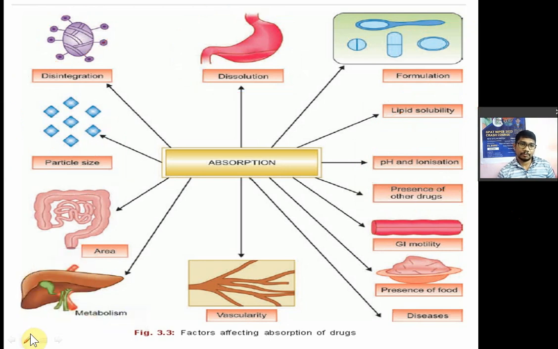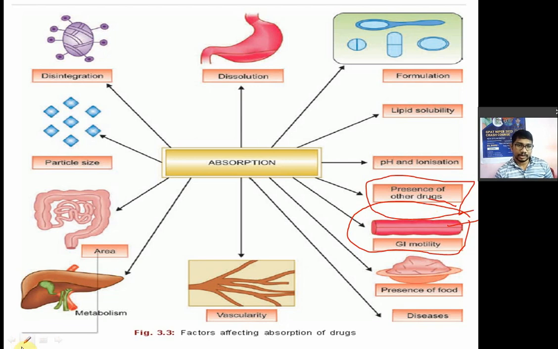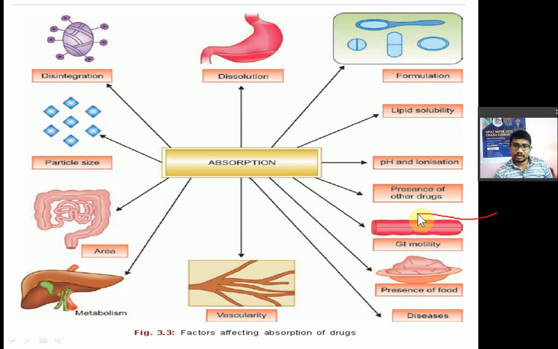Presence of other drugs. Then GIT motility. Suppose you are suffering from diarrhea. You should not have diarrhea, but if you get diarrhea by chance, what will happen? Diarrhea means increased motility of your GIT. With increased motility of the GIT, there will be decreased absorption. Decreased motility, increased absorption. If your motility is very low, meaning you have constipation, then absorption will be more. GIT motility increases, absorption decreases. GIT motility decreases, absorption increases.